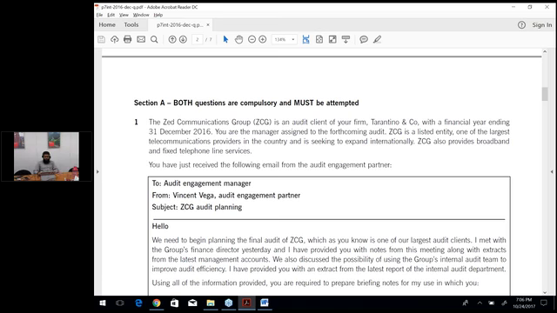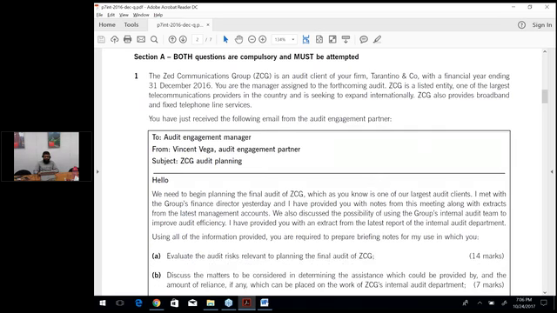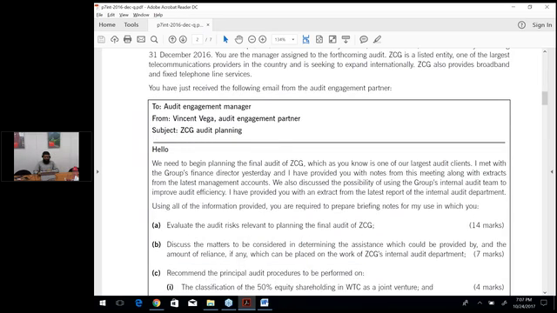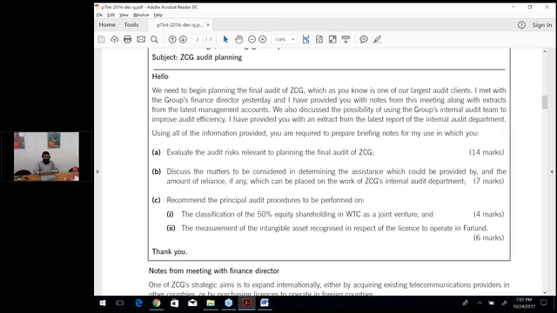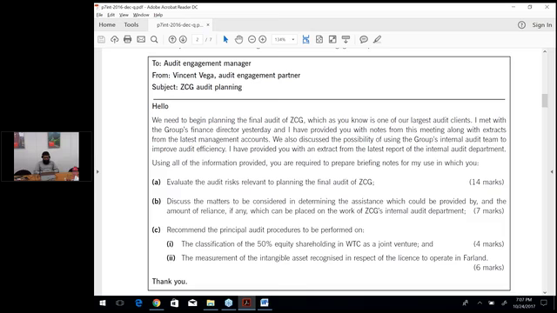The requirement is: evaluate the audit risk to be considered in planning the final audit of ZCG. Part B says discuss the matters to be considered in determining the assistance which could be provided by, and the amount of reliance, if any, that could be placed on the work of the internal audit department. Part C says recommend principal audit procedures to be performed. So now you try and attempt this question, December 2016, question number 1. You attempt part A of this question, then we're going to discuss.